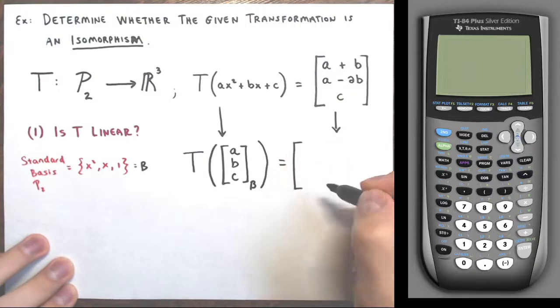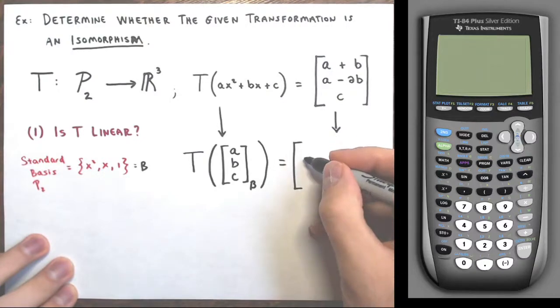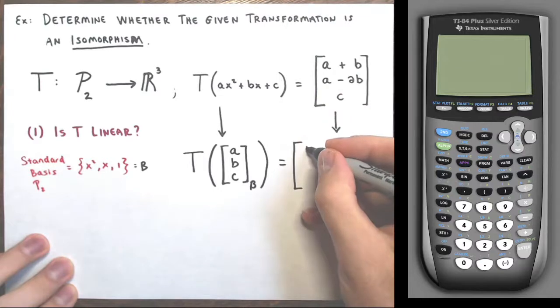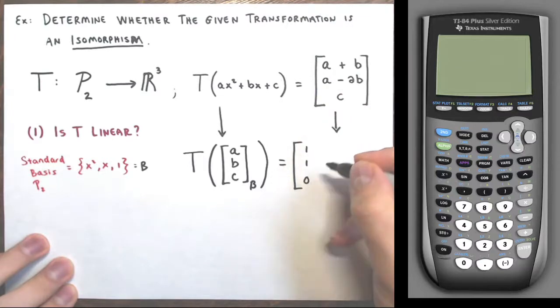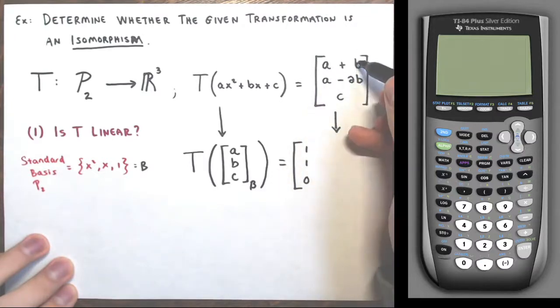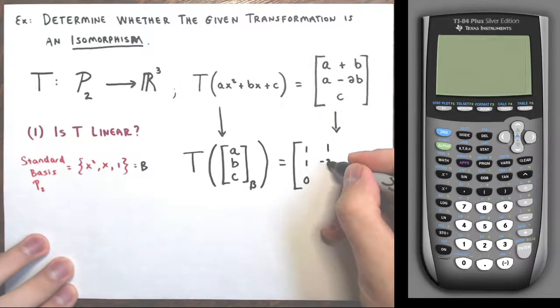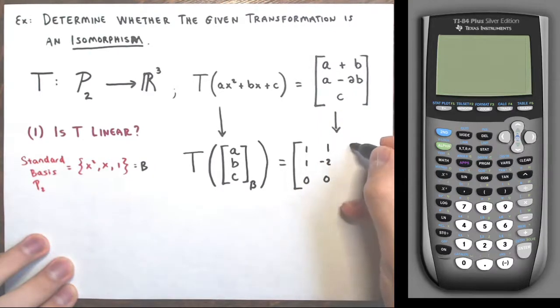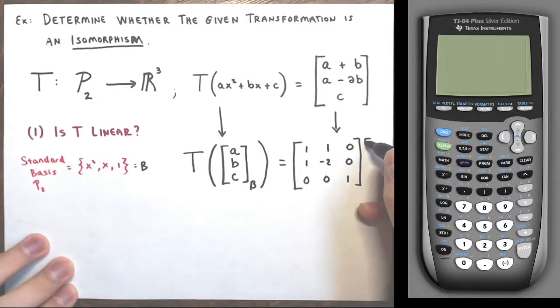So it'll actually be a 3 by 3, and down the first column the coefficients of A, which are 1, 1, and 0 in those components, then the coefficients of b, which are 1, -2, and 0, and then the coefficients of c, which are 0, 0, and 1, and then multiply by the input vector.